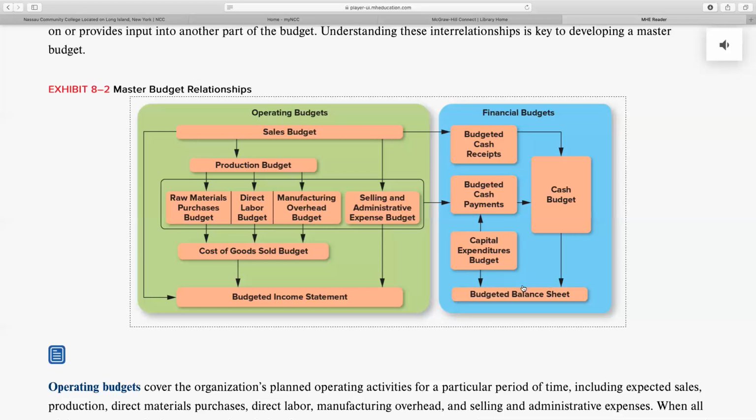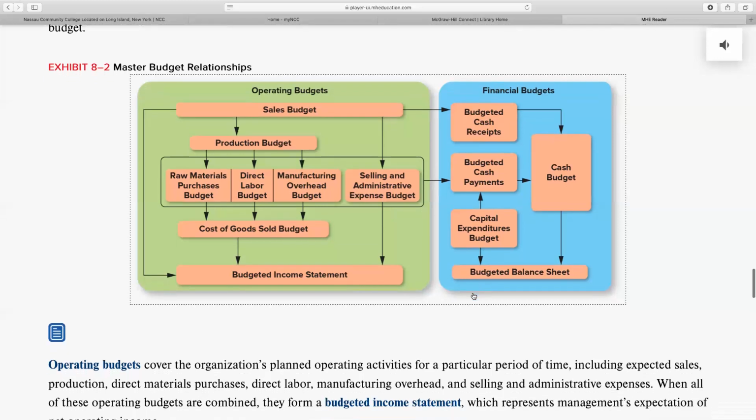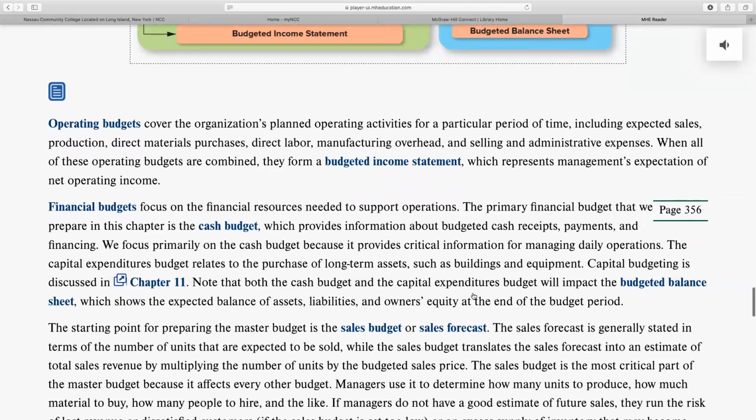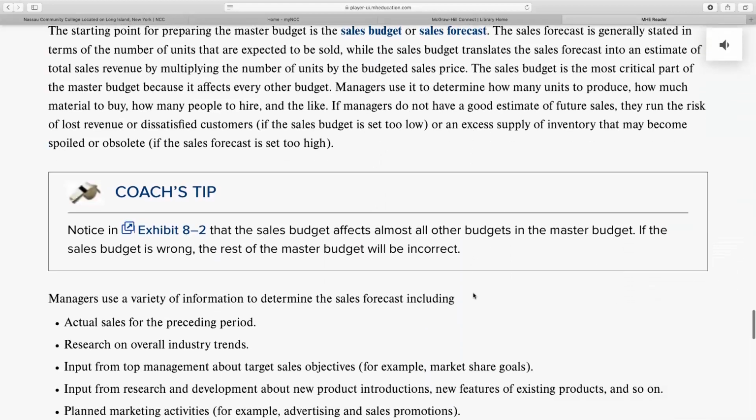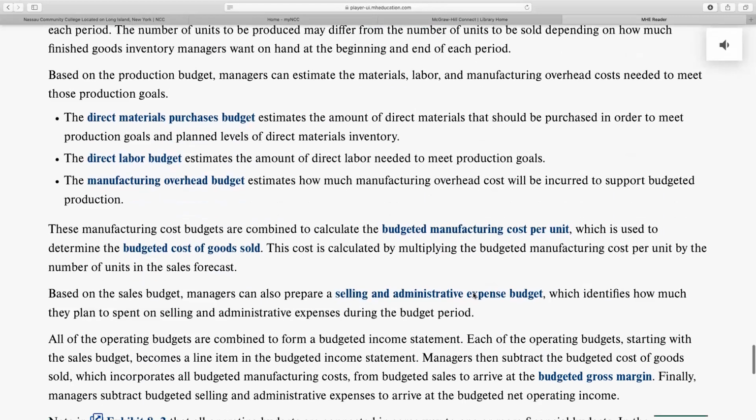So that's how we wind up with the budgeted balance sheet. Budgeted income statement versus budgeted balance sheet. Right? And then it goes on for a few pages going into some details about that.